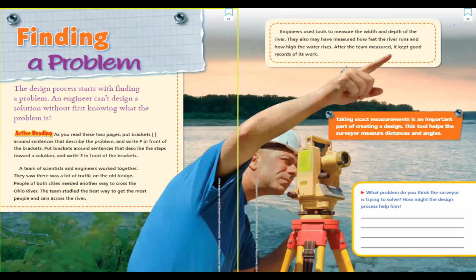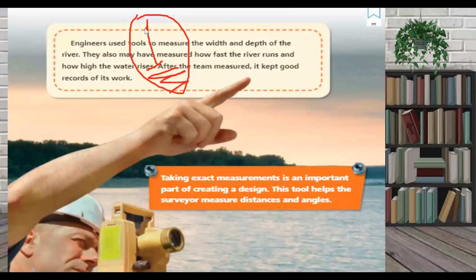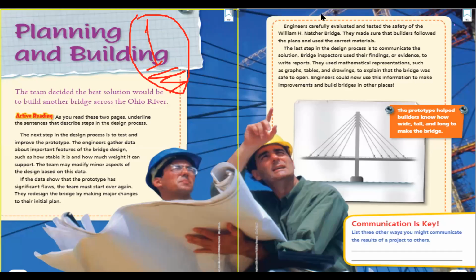Can you write number 1 here next to find the problem? Did you write find the problem is number 1? Yeah. What is number 2 then? Planning and build. Excellent. So after they find the problem, they will plan and build. So they plan their solution and try to build it.